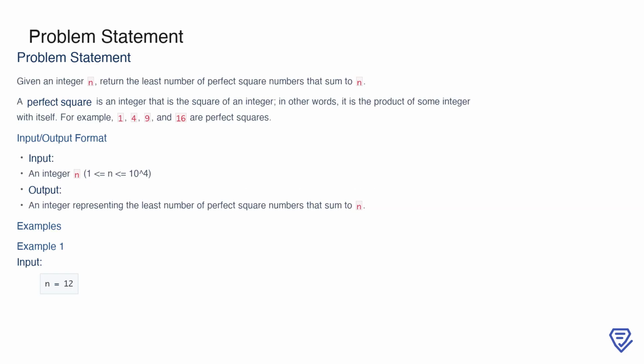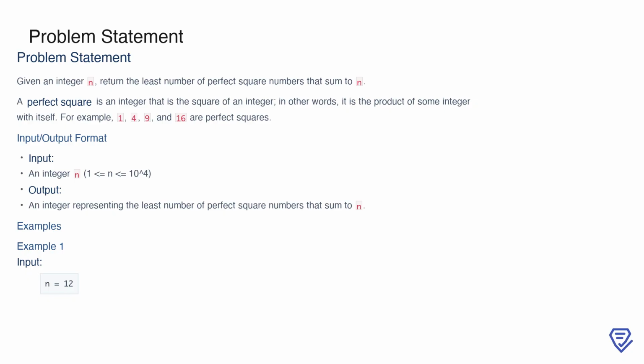In this problem, we are tasked with finding the least number of perfect square numbers that sum up to a given integer, n. A perfect square is any number that can be expressed as the square of an integer. For example, 1 is a perfect square because it is 1^2, 4 is a perfect square because it is 2^2, and so on. Common examples of perfect squares include 1, 4, 9, 16, and so forth.